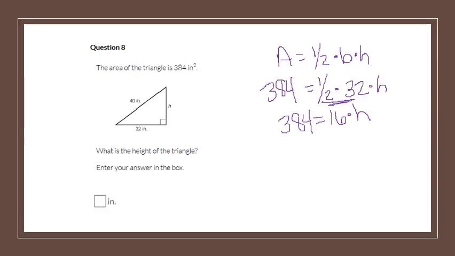Now I have to get rid of the 16 multiplying by h. So I'm going to divide both sides by 16. And when I calculate 384 divided by 16, I do get the height of my triangle is 24, and that is inches.